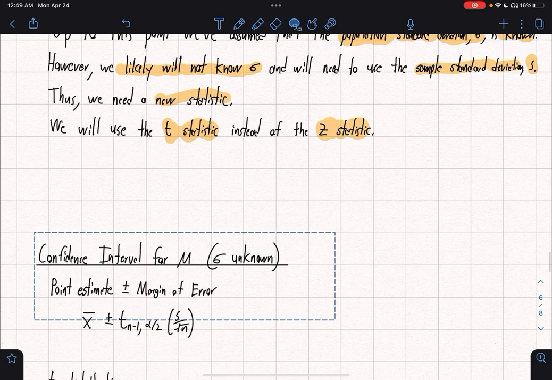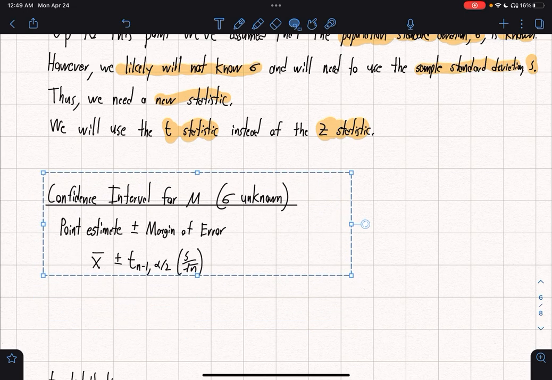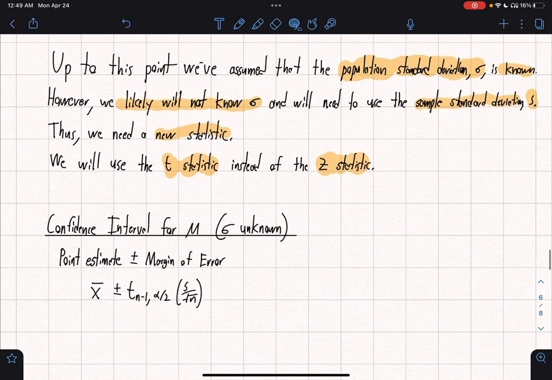So let's go ahead and examine our new formula for the confidence interval. This is for when sigma is unknown. Previously sigma was known, now it's unknown. So it's still just a point estimate plus or minus margin of error. But now our formula is x bar, our point estimate, plus or minus t with n minus 1 degrees of freedom, alpha over 2, and then s over root n. So let's take this piece by piece. There are two differences here.